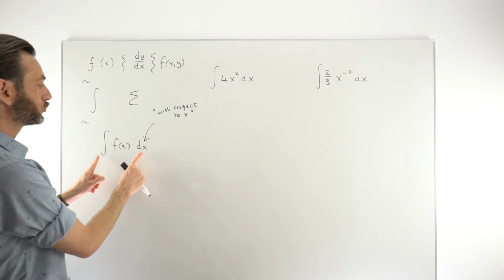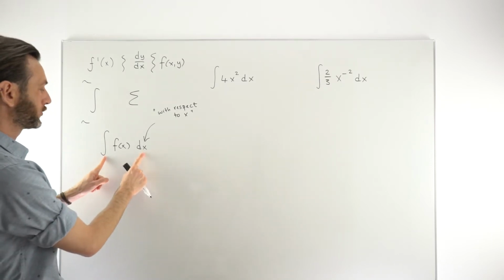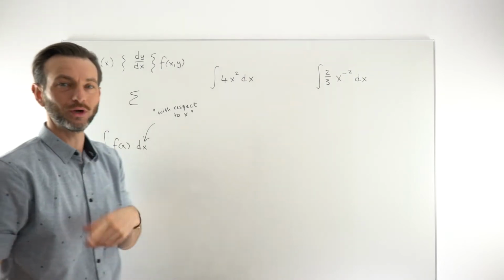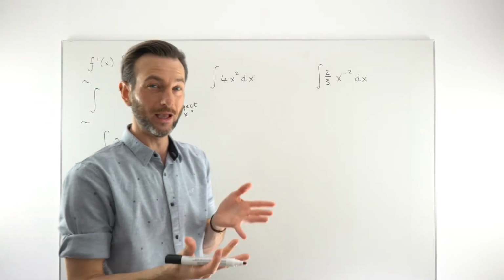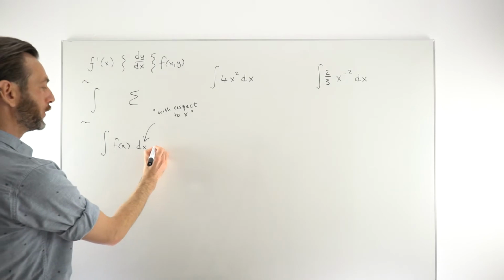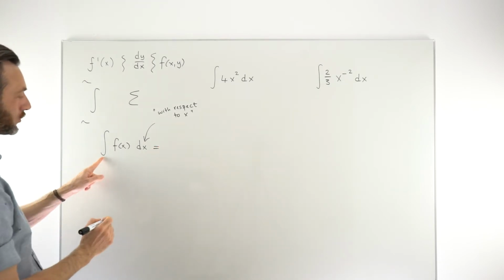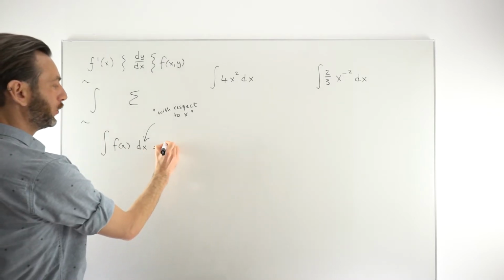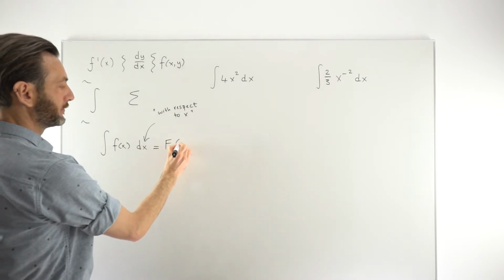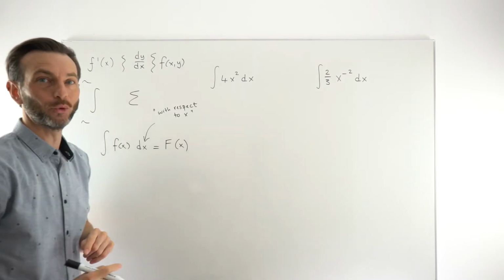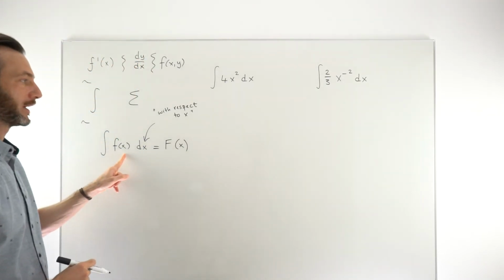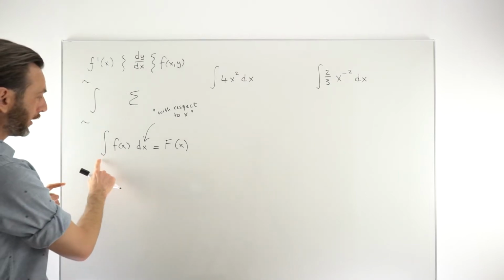So just be ultra careful with that sort of relationship between those two. But we defined in the previous class the integral as being the antiderivative. So we can say that this thing here, the integral of f of x with respect to x, is equal to uppercase F of x. In other words, it's equal to the antiderivative of the function f of x. Okay? So that's how you would read this.